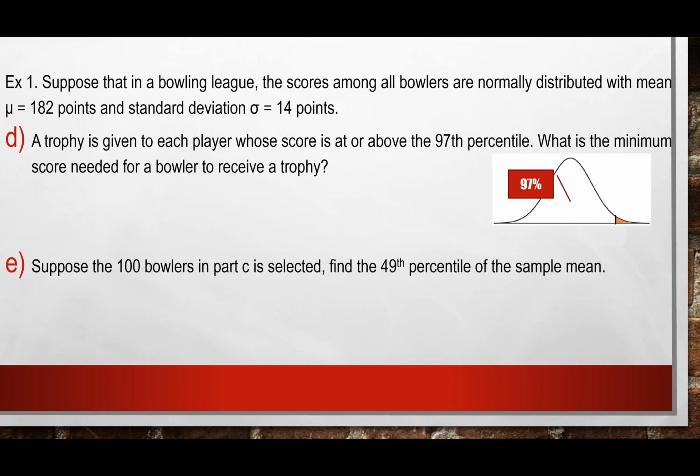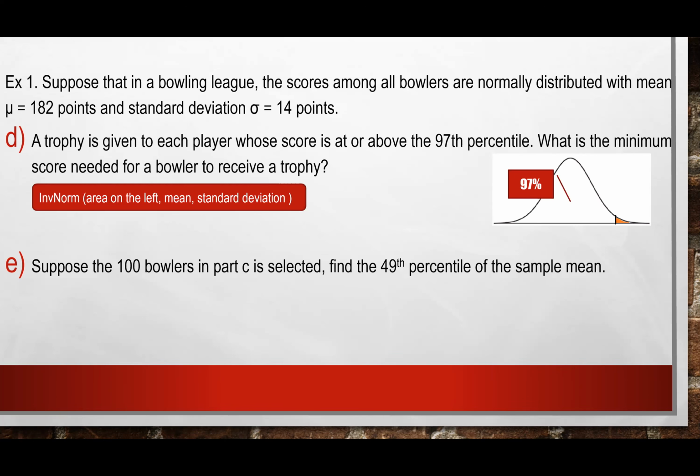Because they give us the percentage, we need to do the inverse norm. Those are your two items in chapter 6: either we do the normal cdf, where we find the area, or the proportion, or the probability underneath the curve, or you find the actual score. In this case, we need to know the bowler's score, so we do the inverse norm.